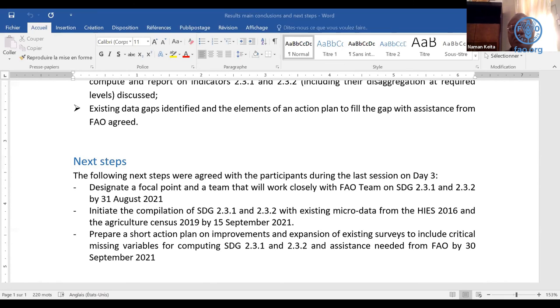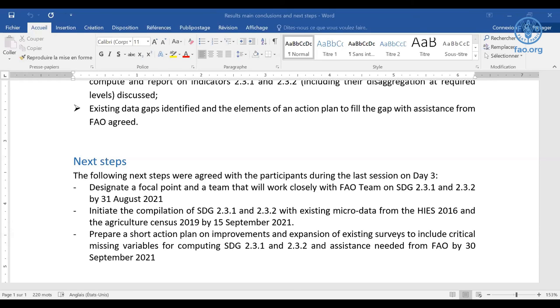So if Dr. Alauddin and Dr. Amrul, Alauddin for BBS and Amrul for FAO, want to say a few words. Let me say first, and then Mr. Alauddin may conclude from the BBS side. Just a few words.